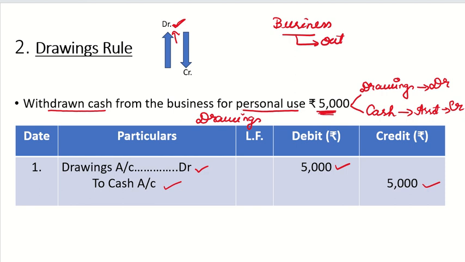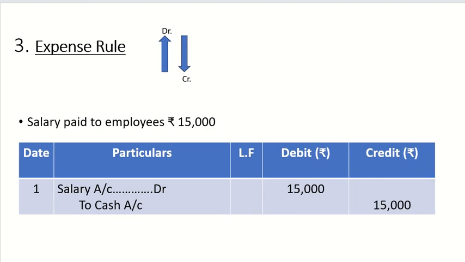Fine. Now we'll see the third type of account, that is expense account. What does our expense rule say? The same: for an increase we debit, and for a decrease we credit. Fine. So let's see an example here. Salary paid to employees rupees 15,000. What is the salary? Salary is an expense to the company, because they are paying the salary, right? So money is going out of the business. So the first account which gets affected here is the salary account.